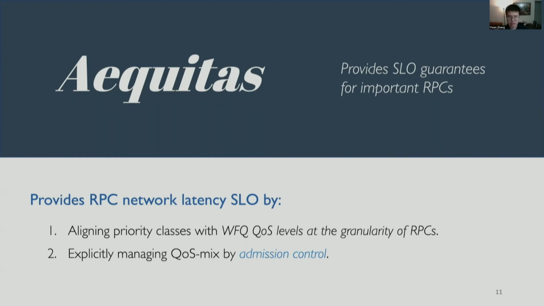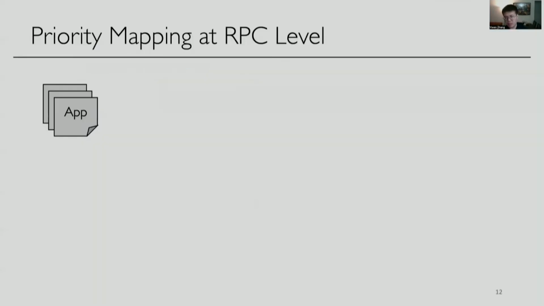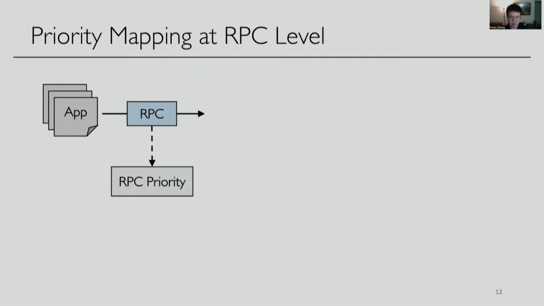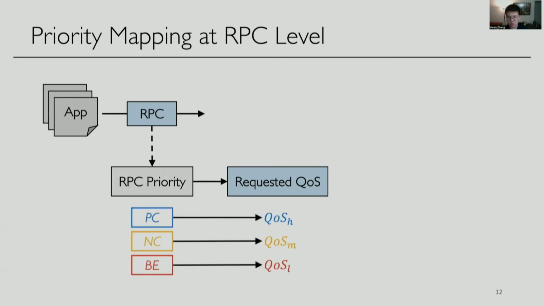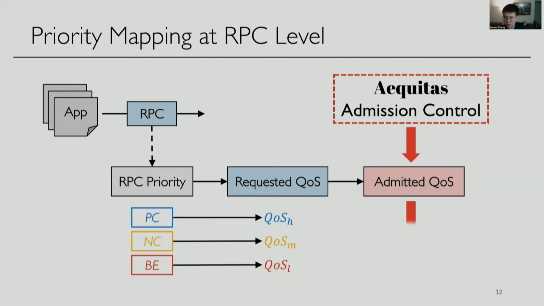Let's first look at the first step, which is priority mapping at the RPC level. When applications issue an RPC, each RPC will carry an RPC priority, which gets mapped to a requested QoS. Here we do a one-to-one mapping from PC RPCs to QoS high, NC RPCs to QoS medium, and BE RPCs to QoS low. Note that this requested QoS level is not the final QoS we admit into the network. Instead, Aequitas decides an admitted QoS level based on the given requested QoS level through its admission control in order to adjust the QoS-Mix.